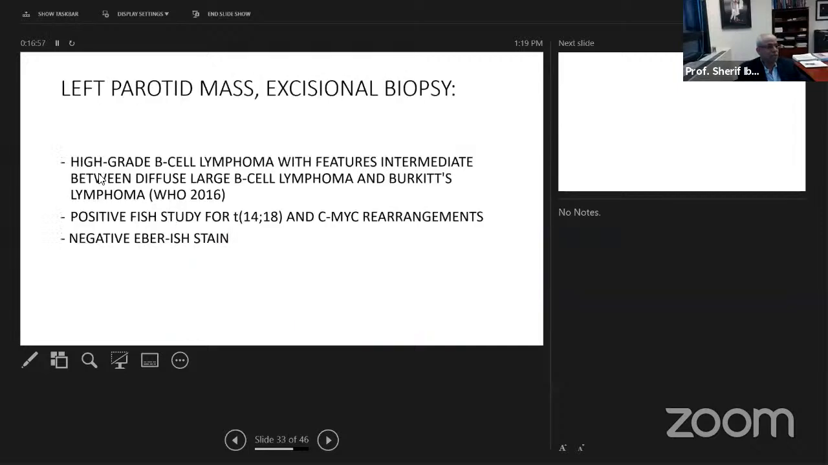So if you put the data together, this is the high-grade B-cell lymphoma with features intermediate between diffuse large B-cell lymphoma and Burkitt's lymphoma. This is a definition in the current WHO classification 2016. Positive FISH for 14;18 and MYC rearrangement, negative EBER.